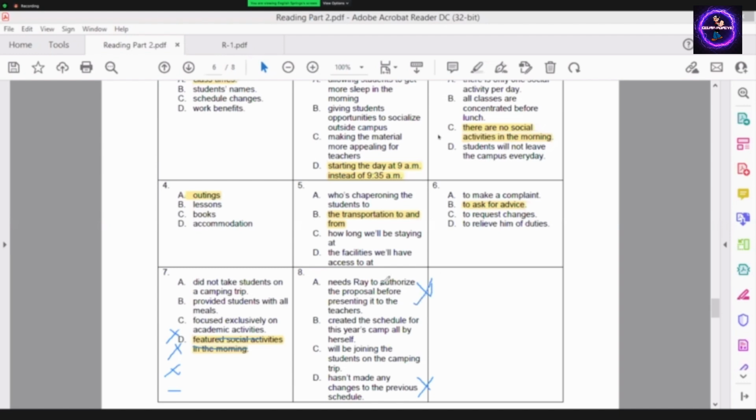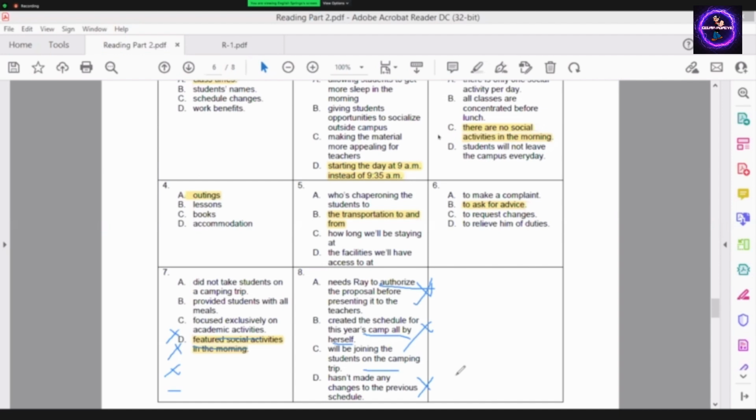Created the schedule for this year's camp all by herself. No, she says two people, right? Sarah and one more. So that's also not right. They both created the schedule. So that's the only option that comes out, it is this one.